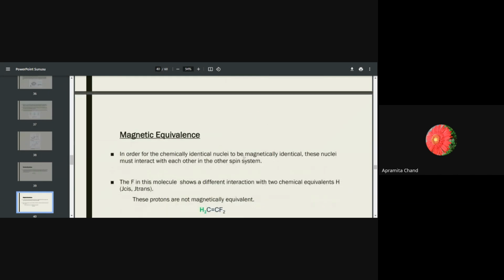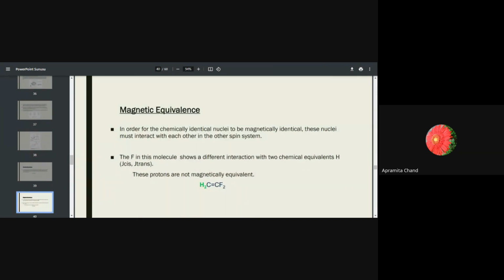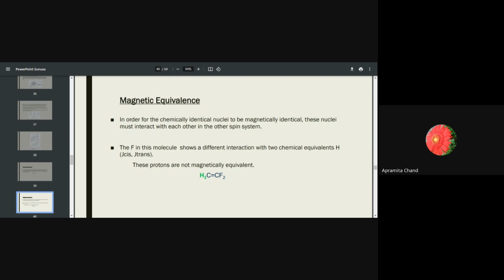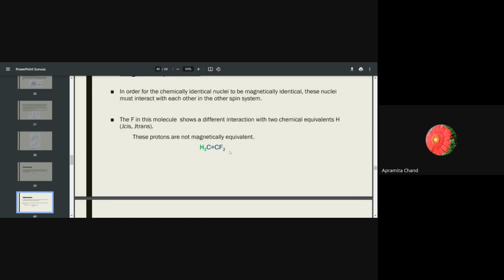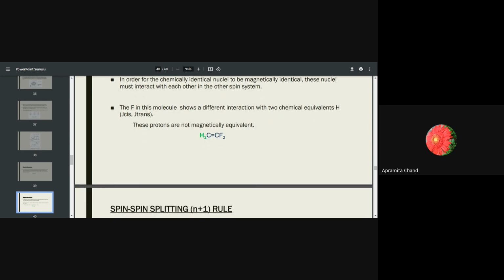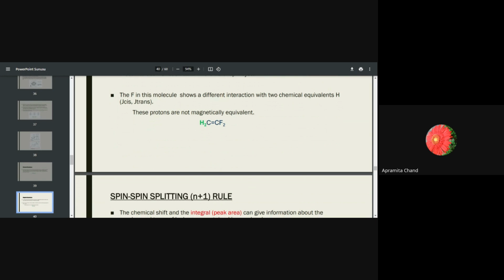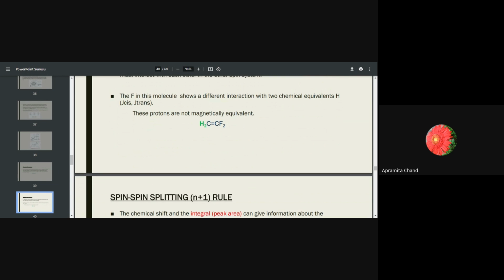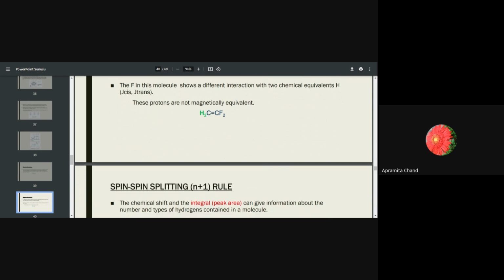On the other hand, what is magnetic equivalence? For chemically identical nuclei to be magnetically identical as well, the nuclei have to interact with each other. Now here you can see that these protons will not be magnetically equivalent, because they will have to interact with two chemical equivalents in the cis and trans positions. So whenever the geometry is like this, with cis or trans positions, they will not be magnetically equivalent.